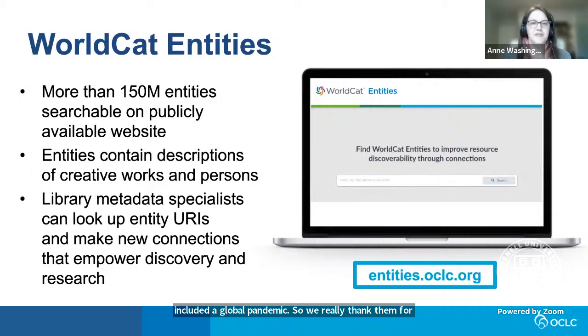And out of that, we launched the WorldCat Entities, which is more than 150 entities searchable publicly on our website at entities.oclc.org. We focused on descriptions of creative works and persons, and have permanent URIs that you can start to use in your metadata to connect them to this information.